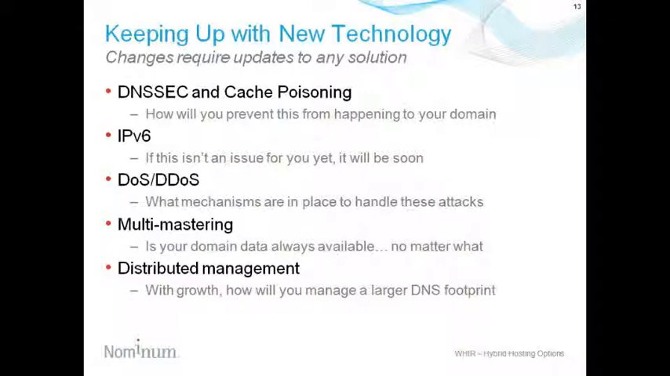Multi-mastering, or something that you might know by other names, dual active masters. Is your domain always available? Are your zones always available? We'll talk about that as well. The ability to have dual active masters, or what we call multi-mastering, ensures that that information is always up and running and always available. These are the challenges you need to deal with.